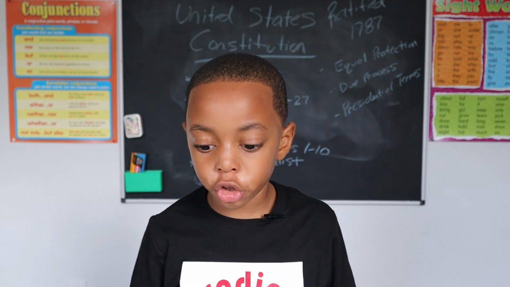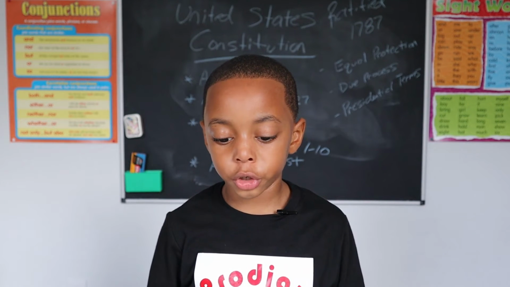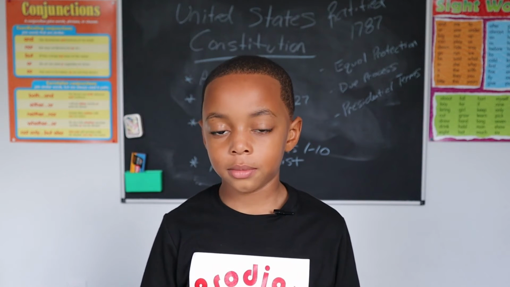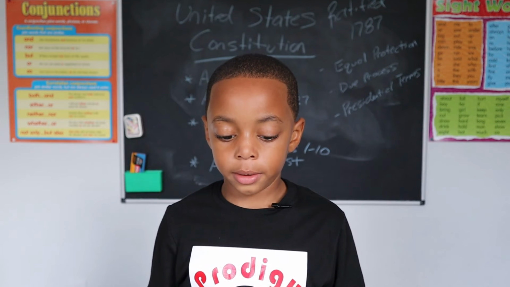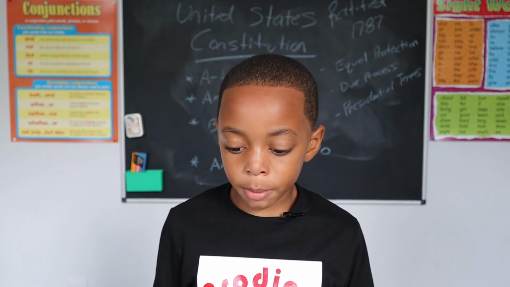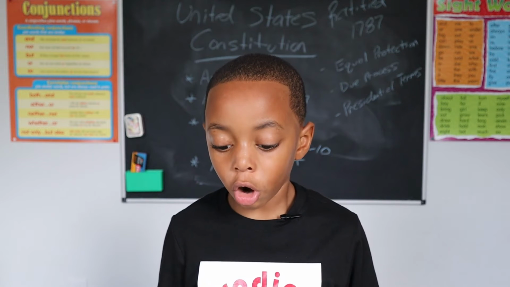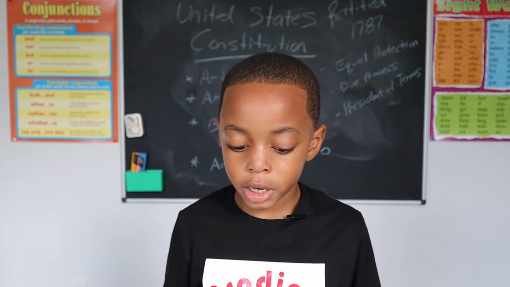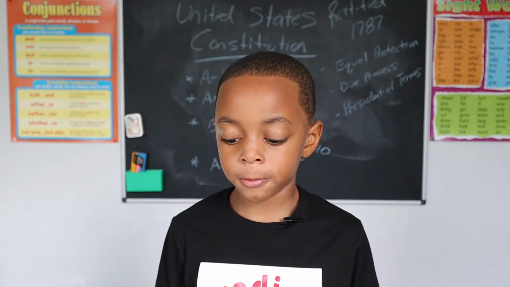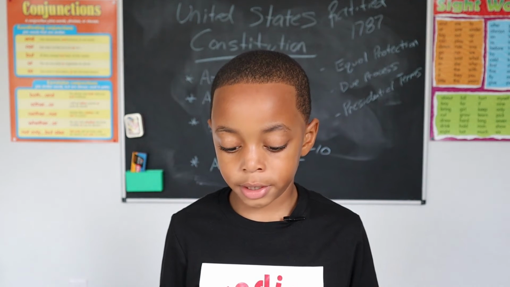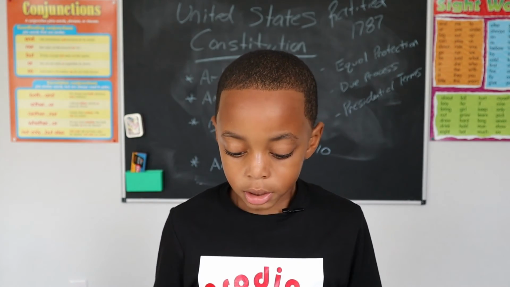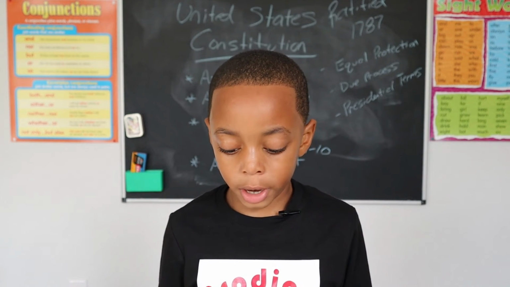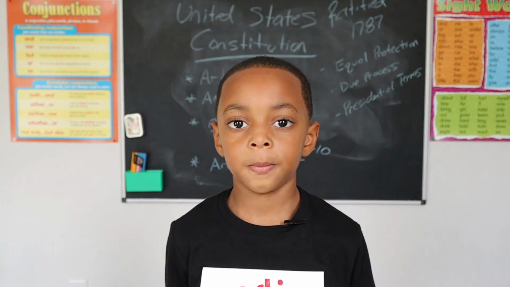Now let's transition to the constitutional amendments. The first 10 amendments to the Constitution is the Bill of Rights. Here's a quick summary. The First Amendment provides that Congress make no law establishing a religion or prohibiting its free exercise. It protects freedom of speech, the press, assembly, and the right to petition the government. The Second Amendment gives citizens the right to bear arms.